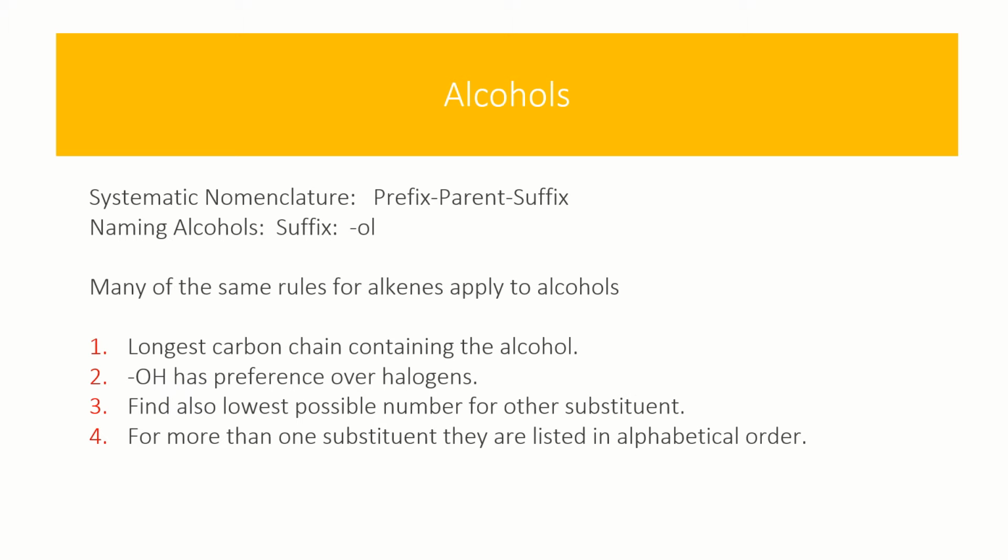As far as nomenclature is concerned, we always end with the suffix -ol. Most of the rules that apply to alkenes and alkyl halides also apply to alcohols, where we commit to the longest carbon chain, but it is that which contains the alcohol, because the OH has preference over halogens.